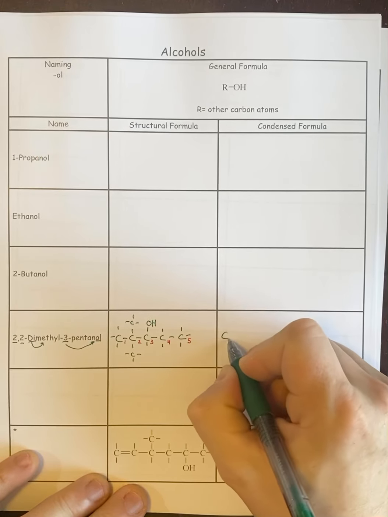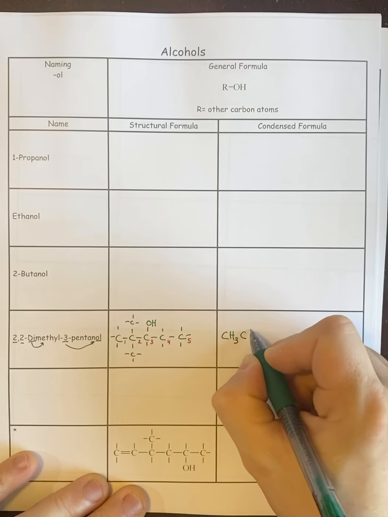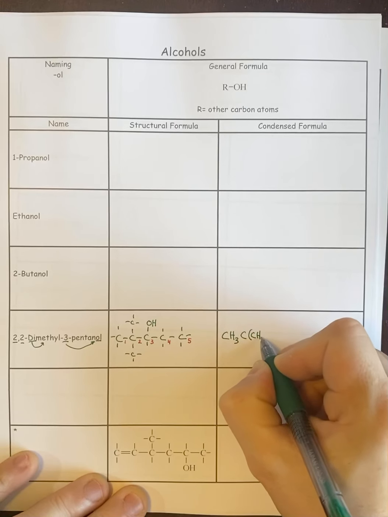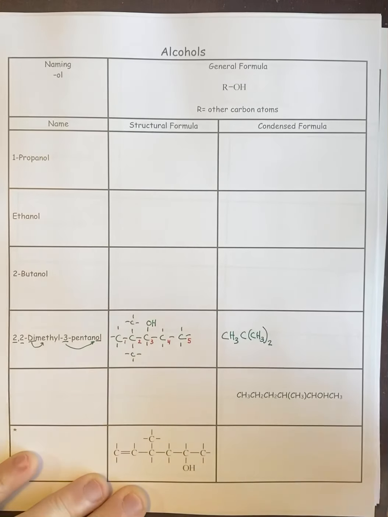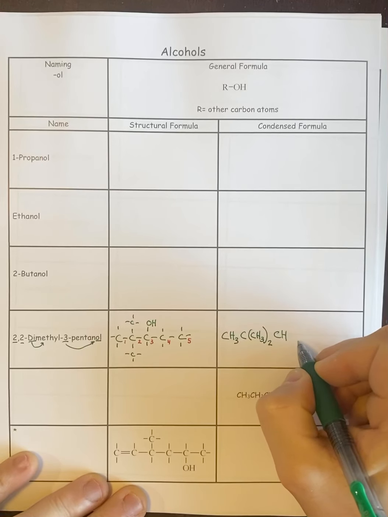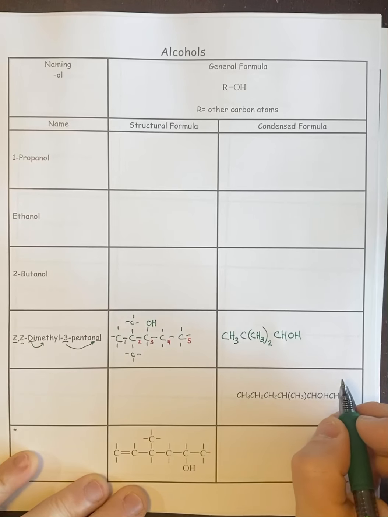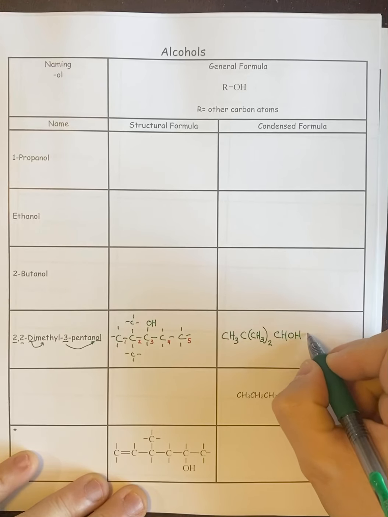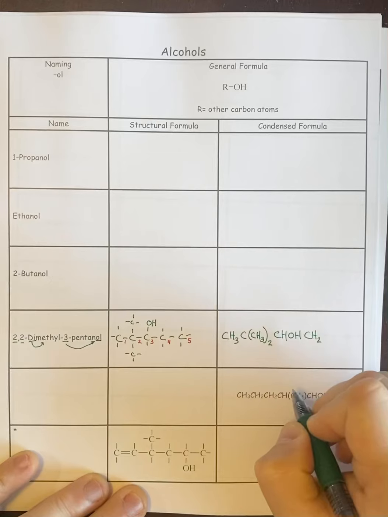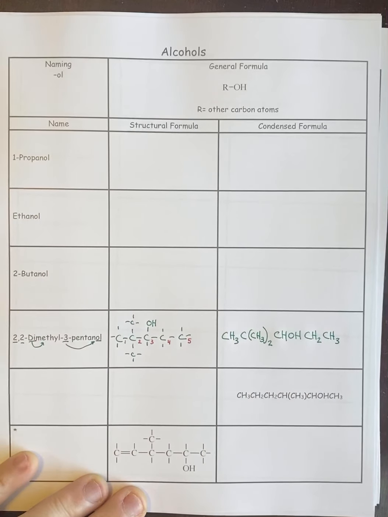So carbon 1, CH3. Carbon 2 is just a C, and in parentheses, CH3 twice. Carbon 3 is a CH, and then the OH. And again, I put it after because that's how they did it on table R. Carbon 4, CH2, and carbon 5, CH3. And that's all there is to alcohols.